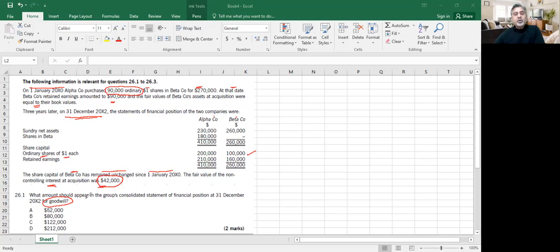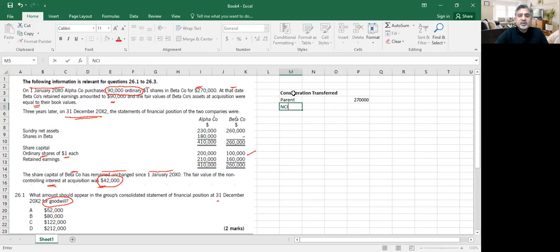The question says, what amount should appear in the group's consolidated statement of financial position at 31st December 2002 for goodwill? Now, we need to calculate goodwill. The first step in the calculation of goodwill is that you find out how much the consideration transferred is. When you say consideration transferred, who is giving consideration? The parent. The parent is giving 270,000. It is given in the question.